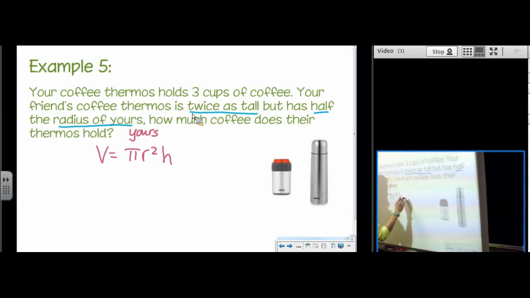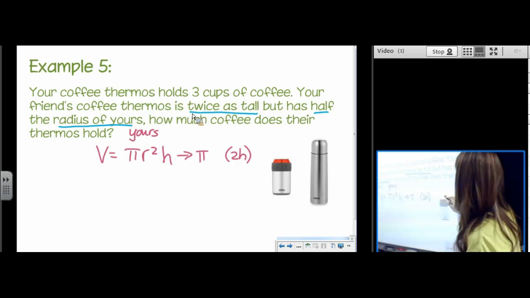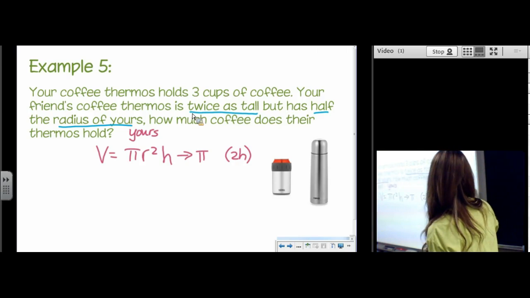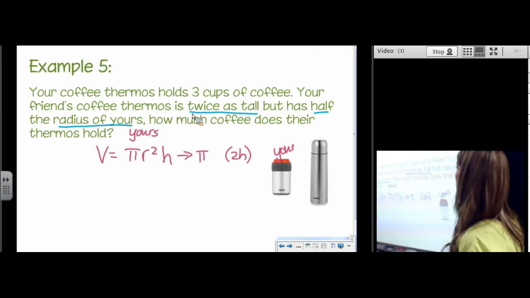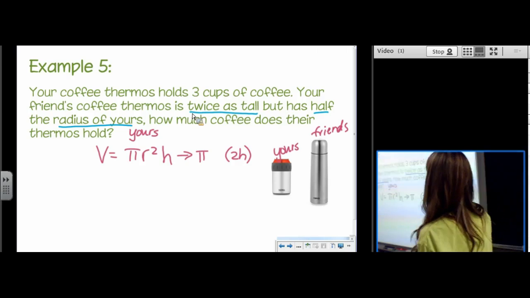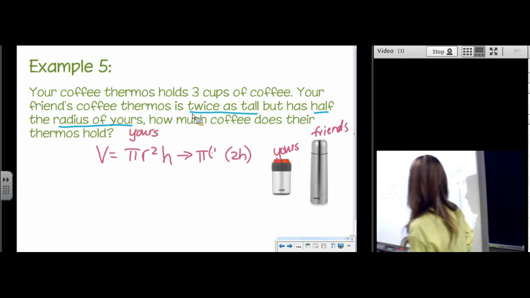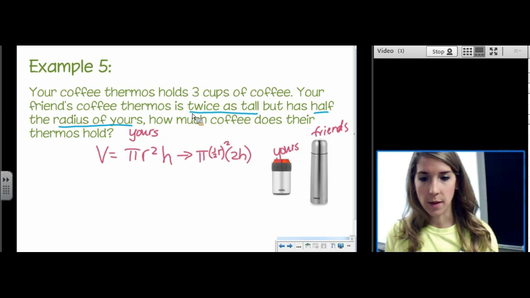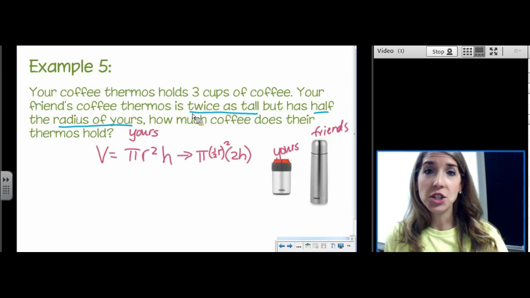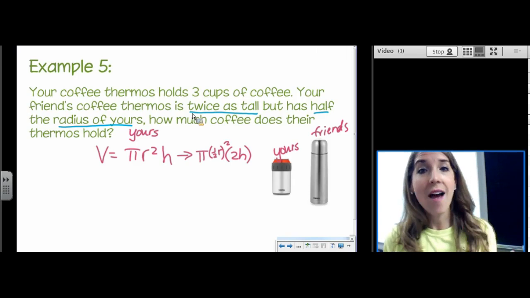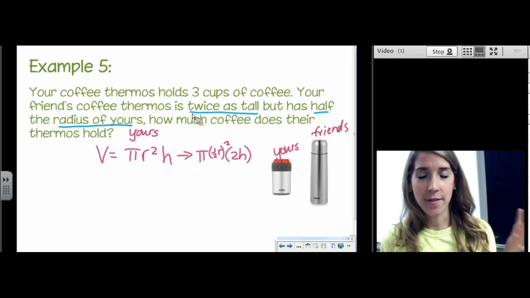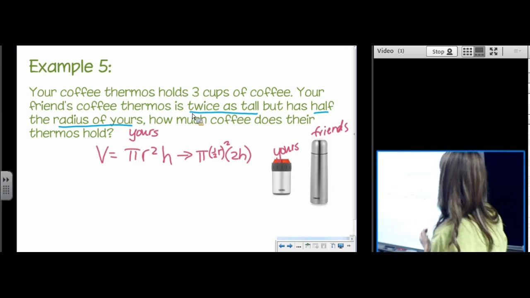Now let's look at the volume of your friend's cup. Your friend's cup is twice as tall. So instead of H, I'm going to put 2H. It's got to be a really tall coffee cup. So by the way, this one's yours. And this is your friend's because it's twice as tall. But it has half the radius. So instead of R, I'm going to put 1/2 R. I didn't leave myself enough room. So does everyone see what I did to the formula? I substituted 2H in for H because double the height, and I substituted 1/2 R in for R because half the radius. Let's clean this up a bit.